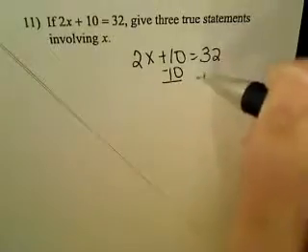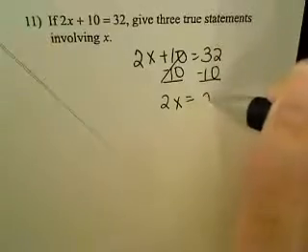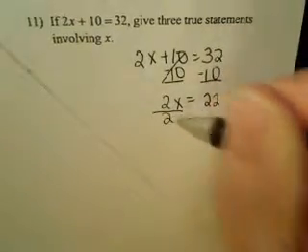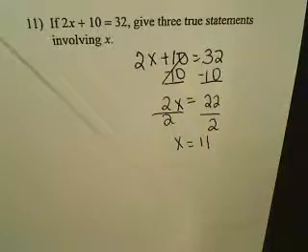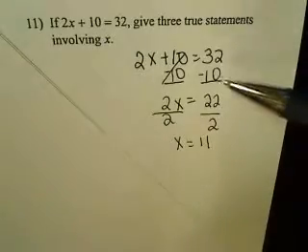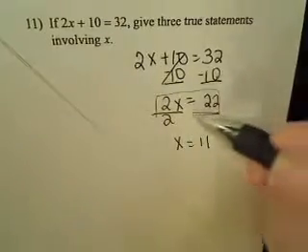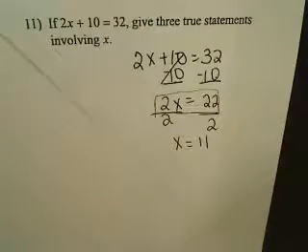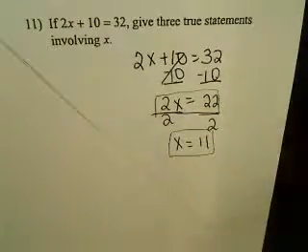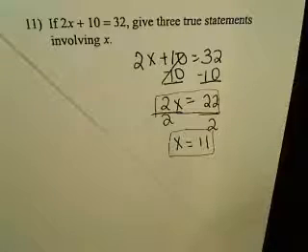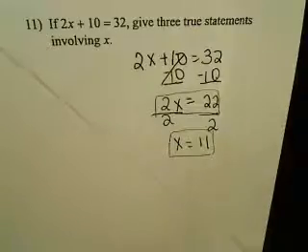Subtract 10 from both sides, and you get 2x equals 22. Divide both sides by 2, and you get x equals 11. So some true statements are, if you subtract the 10 from both sides, you would end up getting 2x equals 22. That's a true statement. If you solve the problem, you would get x equals 11. That's a true statement. So it's just kind of steps in your process.